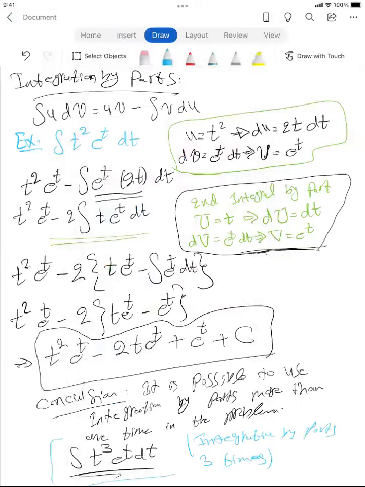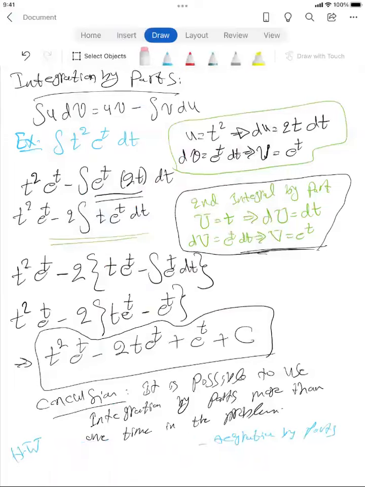So why don't you take this as homework and try it yourself, just to make sure that you understand the concept. I'll solve another example that involves a trig function. So let's do that.